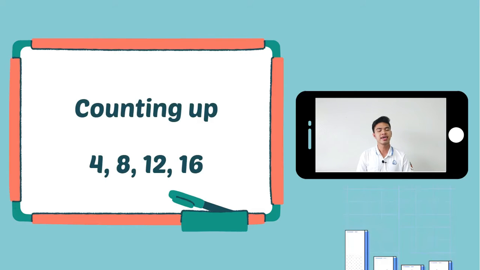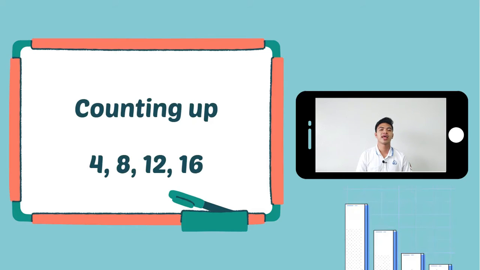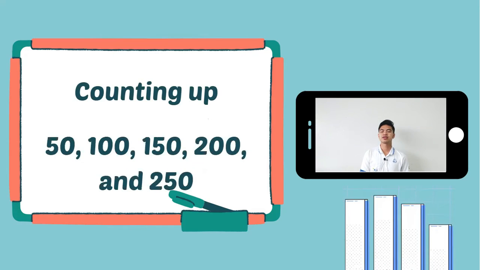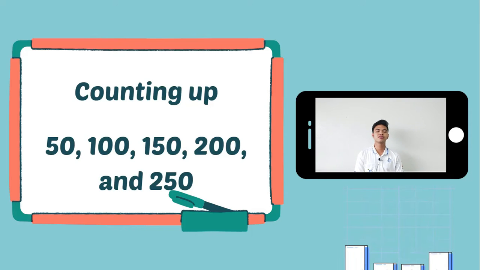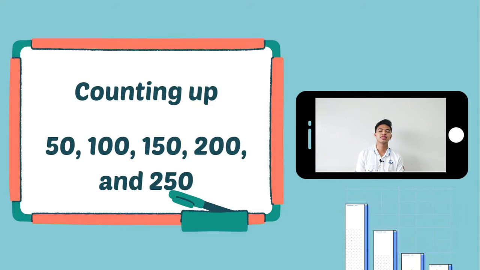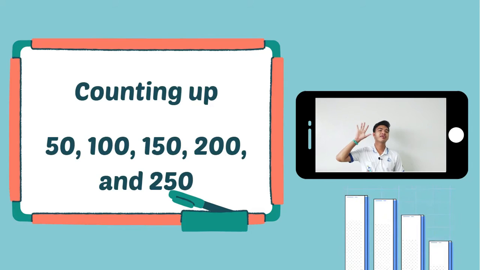It is an example of counting up. We have 4, 8, 12, and 16. As we can see, we began from the smallest number, which is 4, and then we ended up to the biggest number, which is 16. Okay? Another example is 50, 100, 150, 200, and 250. Also, in this example, 50 is the smallest and 250 is the biggest. And we ended up with the pattern by adding 50 again and again.